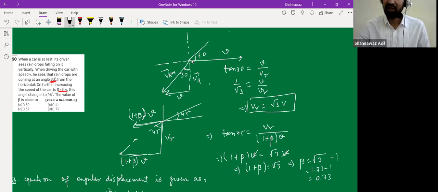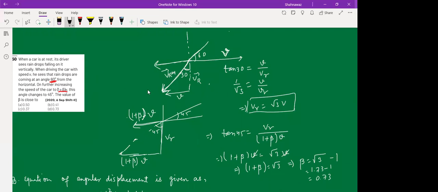So you understand, na? This is how the rain was pouring. The resultant was this, because we have to take the opposite of V, right? To calculate the rain.